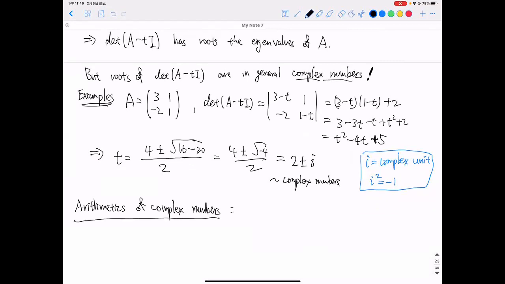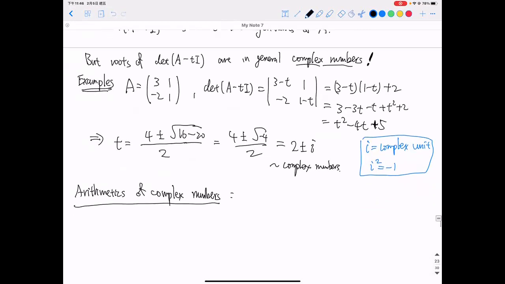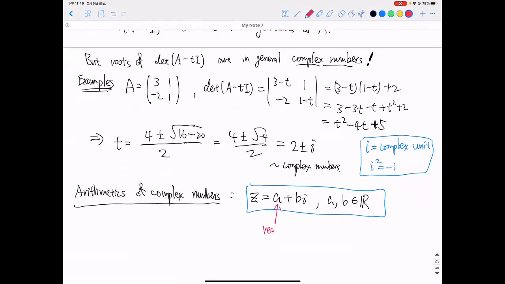First of all, a complex number takes this form: z equals a plus bi. i is the complex unit, a and b are real numbers. This is what a complex number looks like in general. a is called the real part, b is called the imaginary part.